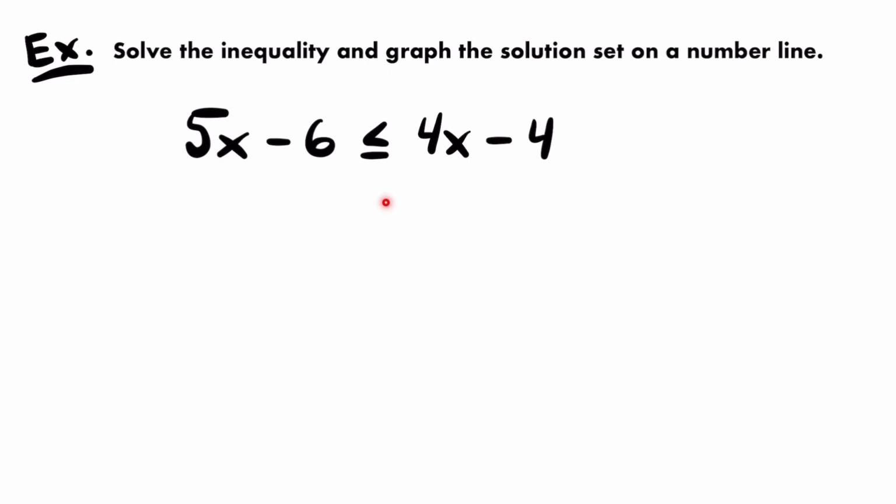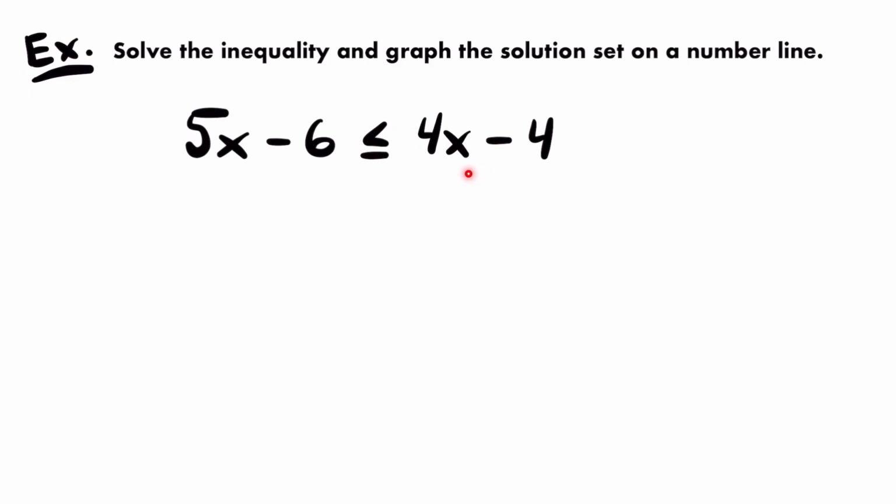This inequality is a little more complicated than our previous two inequalities because it has a variable term on both sides of the inequality. But remember, the addition property for inequalities applies to both constant terms and variable terms. So really, you can treat this just as if it was an equation. It doesn't matter that you have an inequality symbol here. You can still add or subtract variable terms or constant terms from both sides of that inequality, just like you would for an equation.